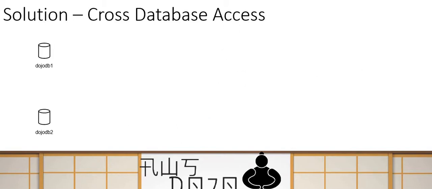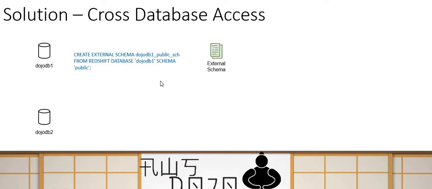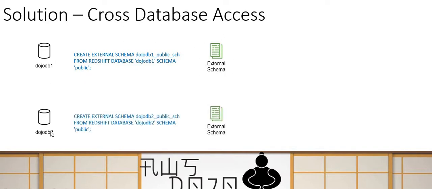As we mentioned earlier, you need to create external schemas. Suppose you have Dozo database 1 and Dozo database 2 in your Redshift cluster. First you create external schemas for those databases. You say, I'm going to create an external schema. This is the name of the schema, this is the name of the database, and this is the schema of the database, and it creates a schema over here. Then for the other database, we create another schema. This is the name of the schema, and then this is from the other database's public schema.